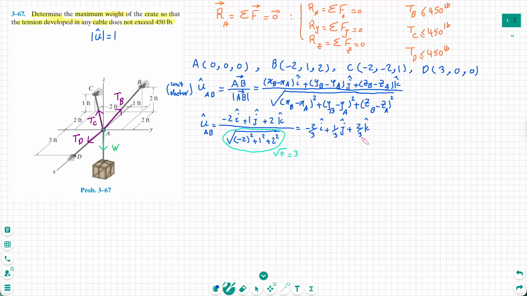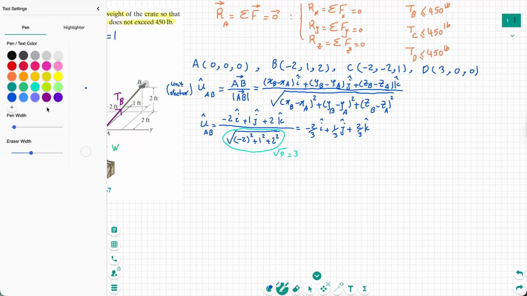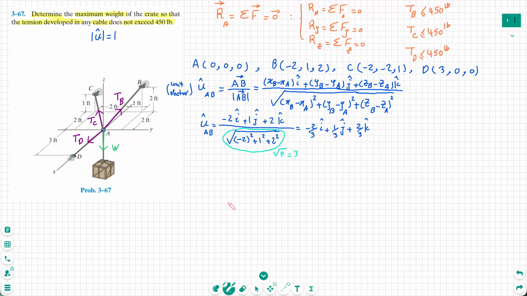It is just the unit vector of the AB direction, or AB cable. I have to do the same with the other one. For example, the other cable is AC. So u hat of AC, the same technique. You have to divide AC by the length of AC. So I just use the same technique with C minus A.